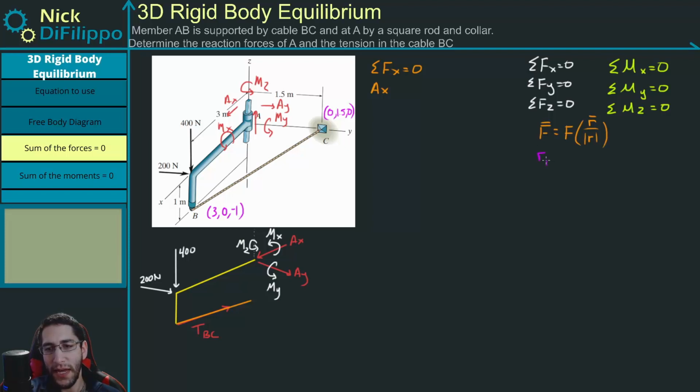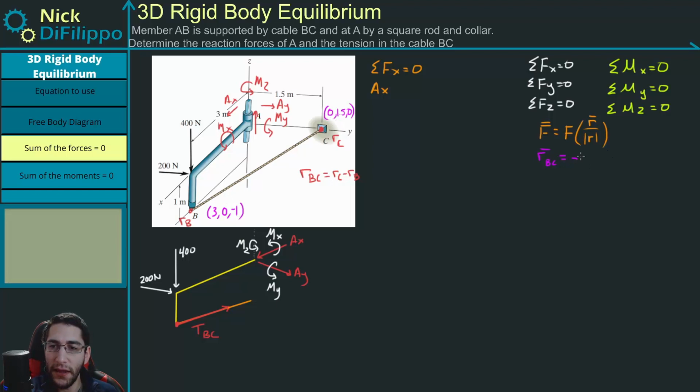So now if I wanted to figure out my vector BC and my position vector BC, I need to figure out what this position vector is. And I need to subtract the tail from the head. So if this is position C over here, and this is position B, and I call them RC and RB, then my position vector RBC is RC minus RB.